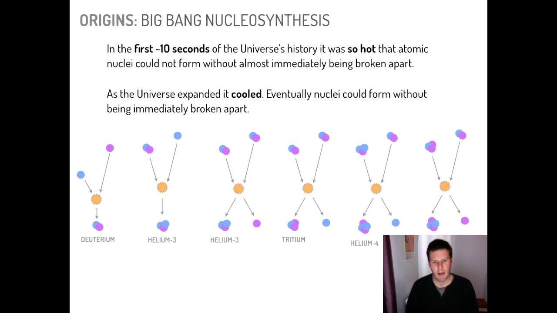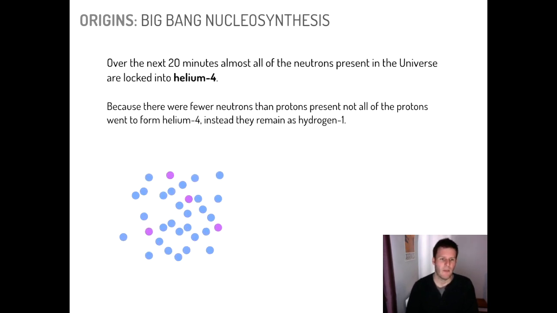Okay, so we had a range of nuclear reactions which took place after the first 10 seconds of the universe's history. So for example, protons and neutrons were able to combine to form deuterium, deuterium combined with deuterium to form helium, and so on. Over the next 20 minutes or so, almost all of the neutrons that were present in the universe are turned into helium-4. Now, because there were far fewer neutrons than protons present, not all of the protons went to form helium-4. Instead, many of those remain as hydrogen-1.